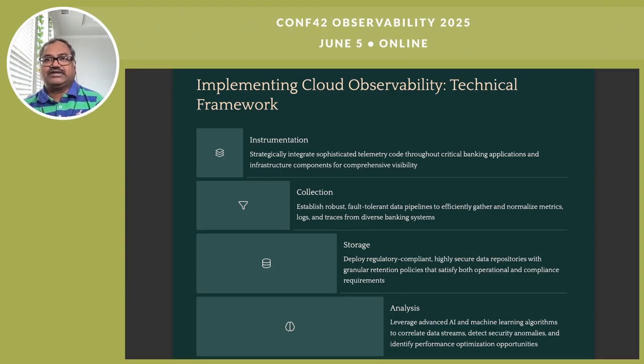How do we collect? Not just collecting it, we need to normalize these metrics as well. But how do we do that? Let's establish a robust, fault tolerant data pipeline to efficiently gather and normalize the metrics, logs, and traces from various diverse banking systems. We need to work on the storage as well, because data diversity is very important at the bank. So we need to deploy regulatory compliant, highly secure data repositories with granular retention policies that satisfy both operational and compliance requirements.